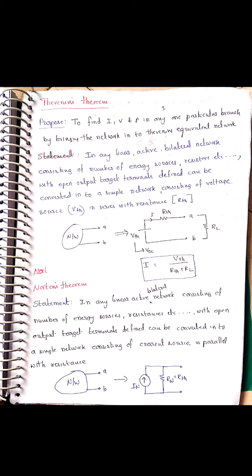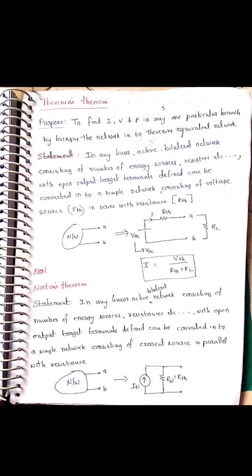Now the main advantage of Thevenin's theorem is, to find any branch response, we have to bring the network into a practical voltage source connected with the load. Practical voltage source is nothing but a voltage source connected in series with some resistance. After that we have to connect the load. Load is nothing but the element, whose magnitude we need to find the response like current or voltage or power. That's the advantage of Thevenin's theorem.